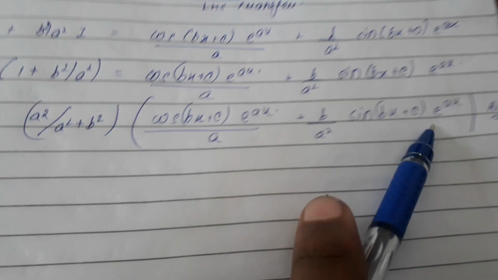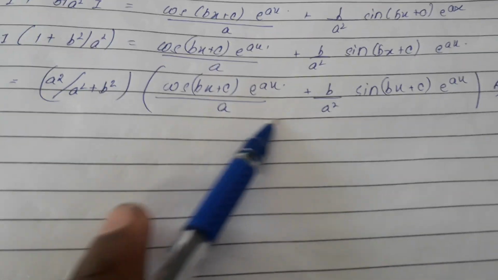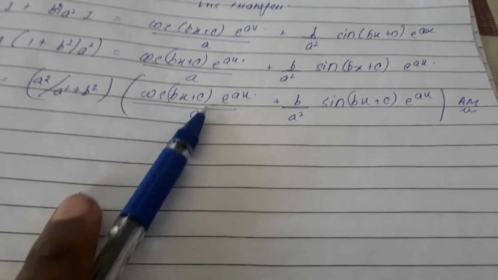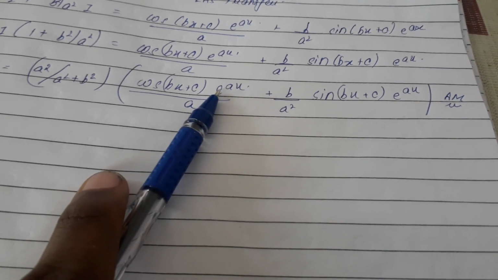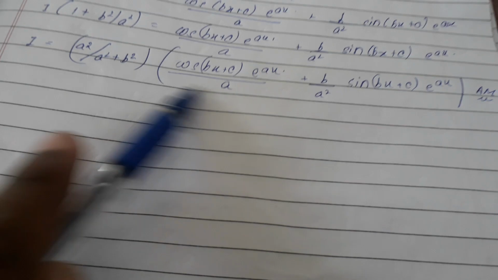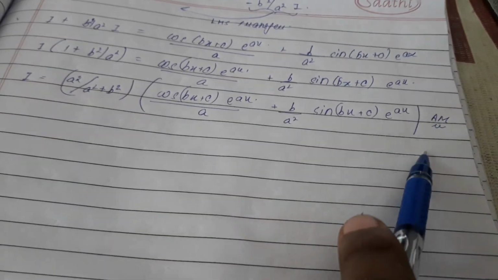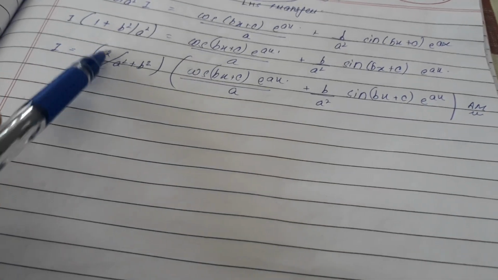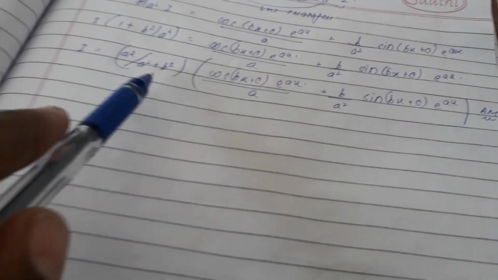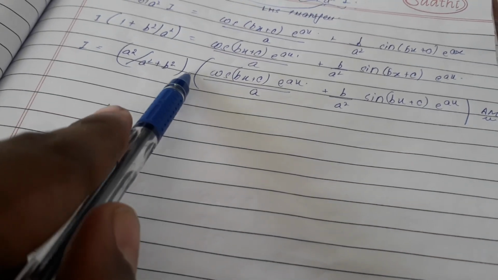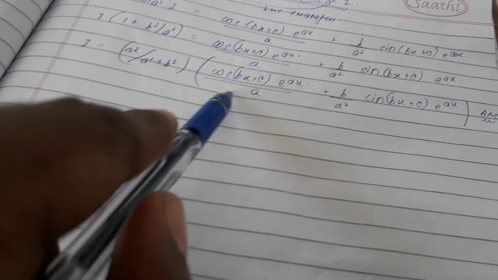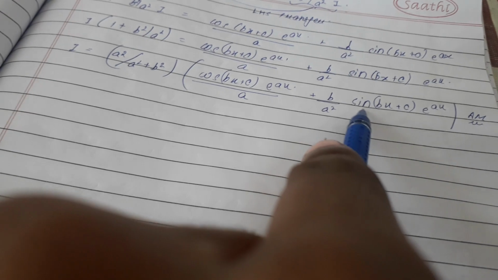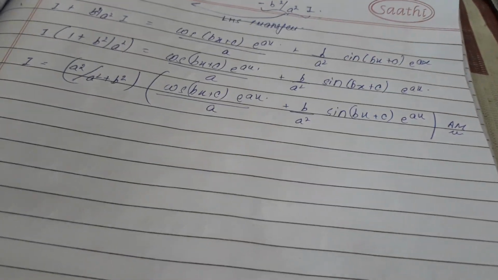In this, we can take e to the power ax as common. We can simply put this as the solution, or if you want, after taking a common, you can cancel the a, so it becomes a by a square plus b square into e to the power ax, whole bracket cos(bx + c) plus b into sine(bx + c). That is simply the answer.